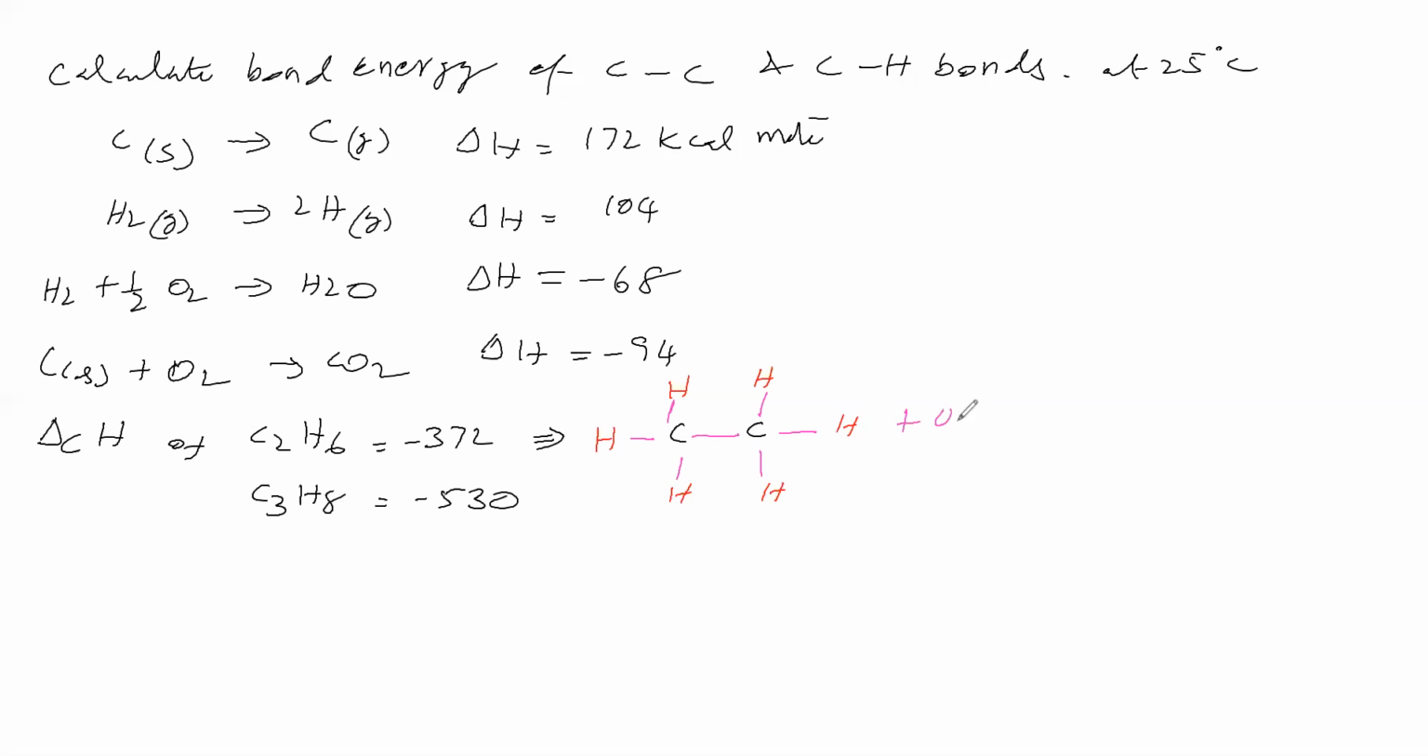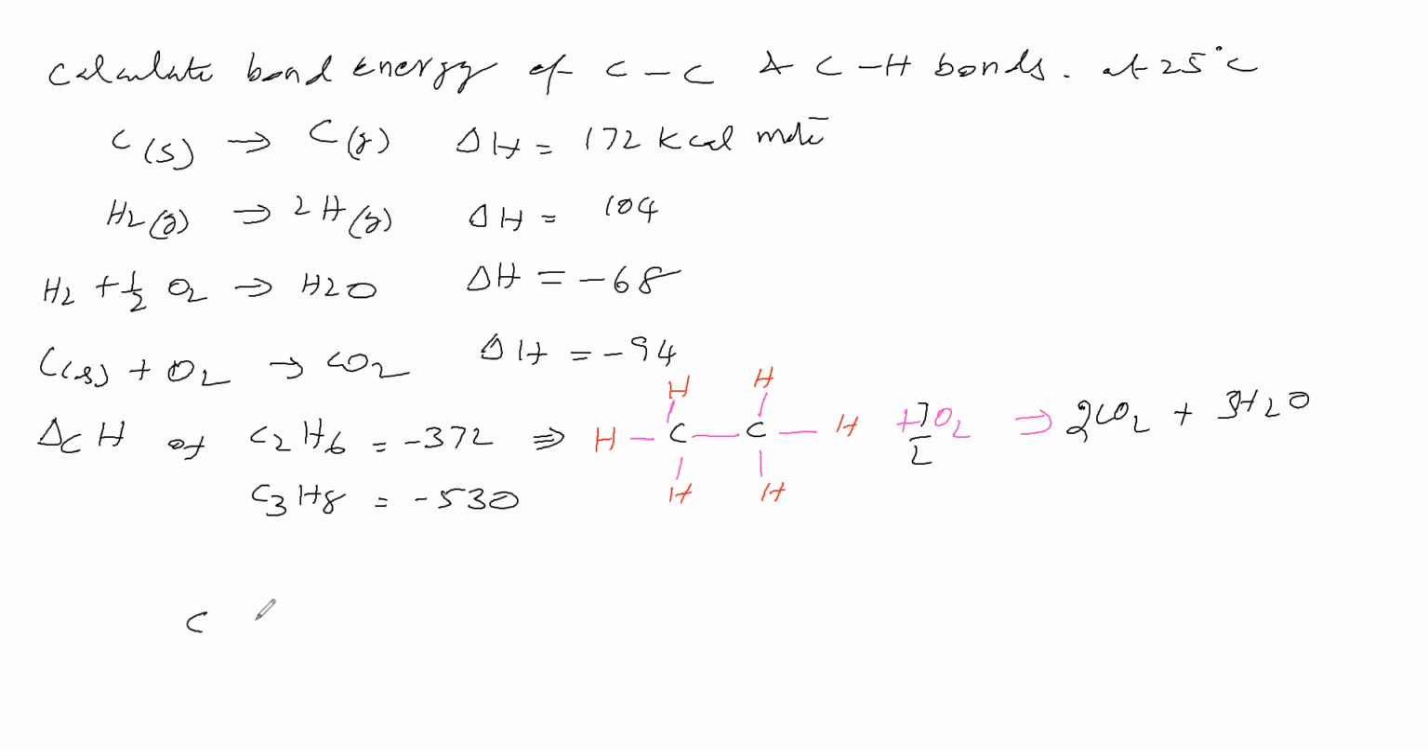Ethane undergoes combustion with oxygen. Carbon gives carbon dioxide, and hydrogen gives water. Let us balance the equation by keeping ethane as 1 mole. So 2 carbons, hydrogen 6, therefore 3 water. Oxygen: 2 twos are 4, plus 3 is 7, therefore 7 by 2. Okay, next, C3H8. C3H8 contains 3 carbon atoms.